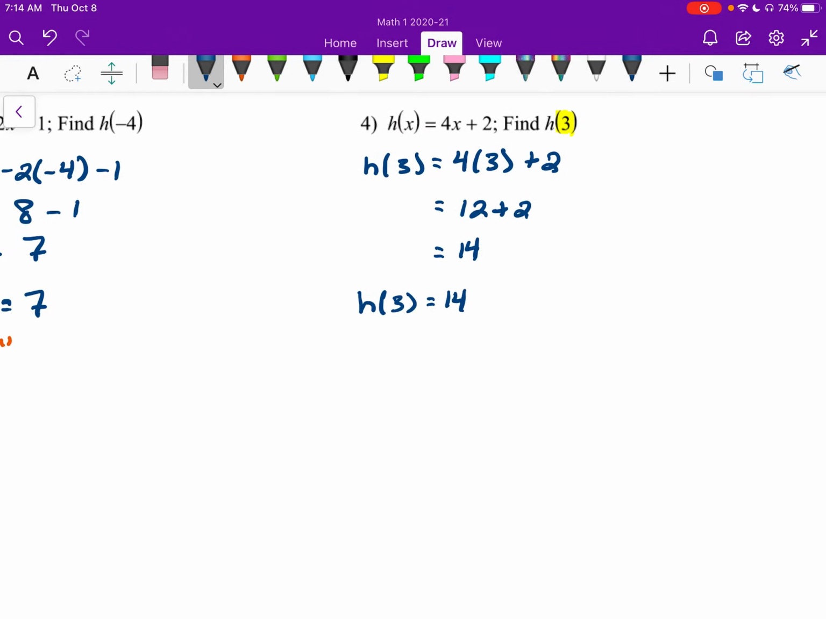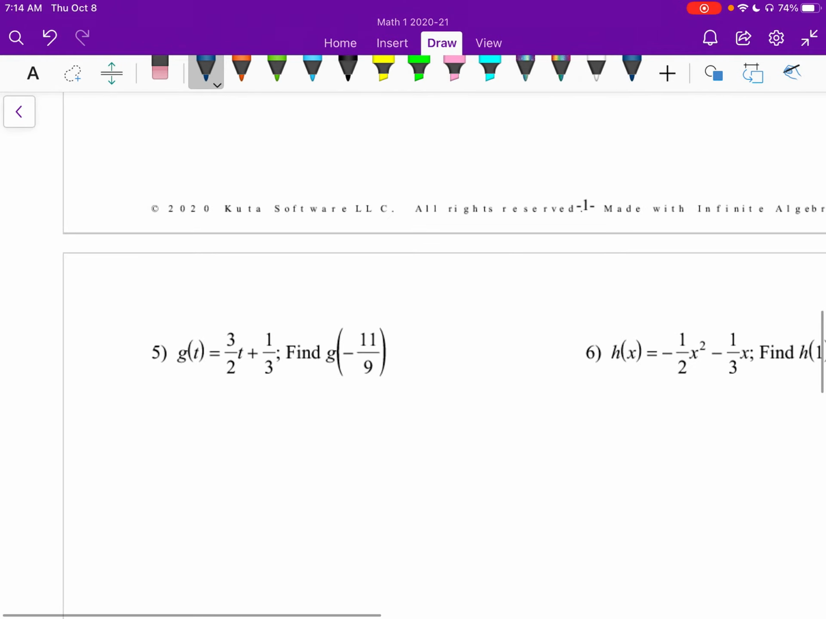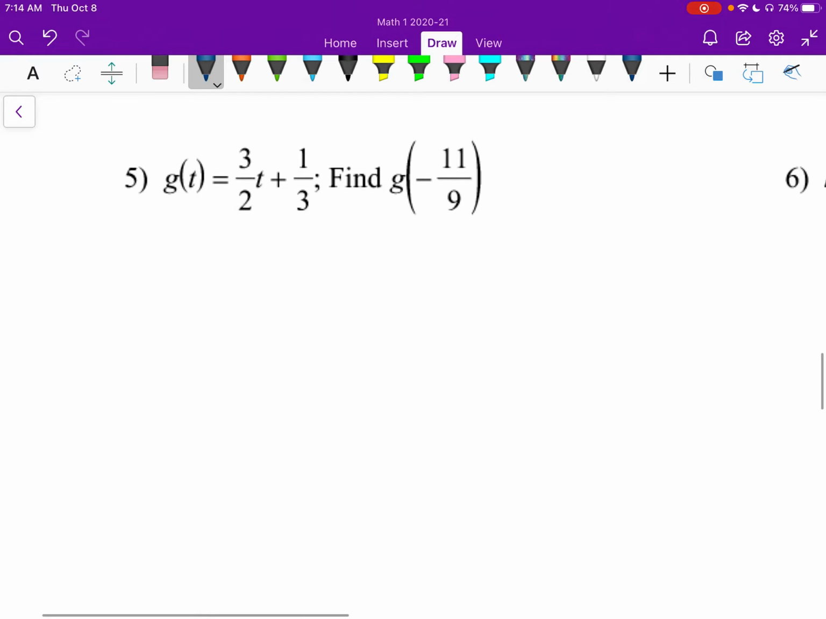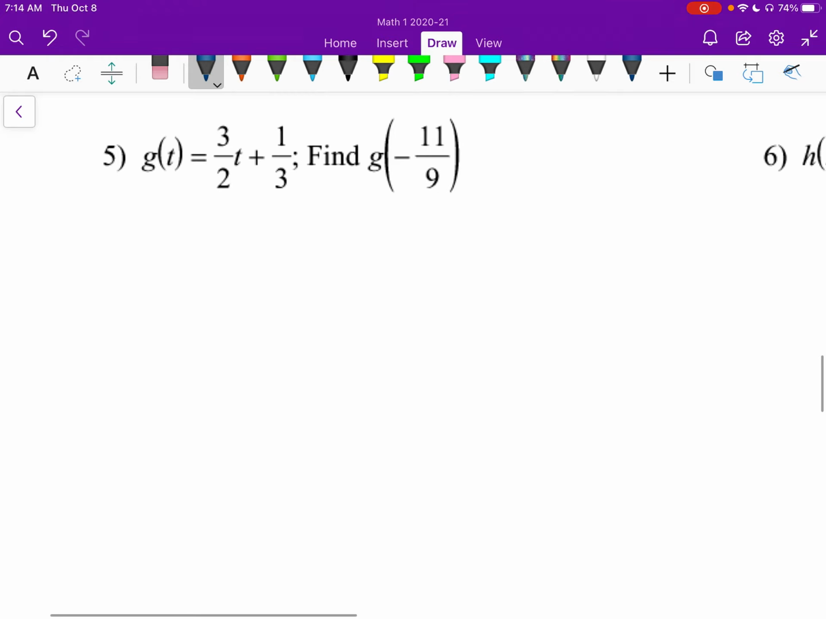All right, that's number 4. Let's go on the back page. The back page is just as easy as the front page, except now we're going to have some fractions. The fractions, we can type those in our calculator, and we're just fine with it. I just want us to be more comfortable with fractions. That's why we have these here.